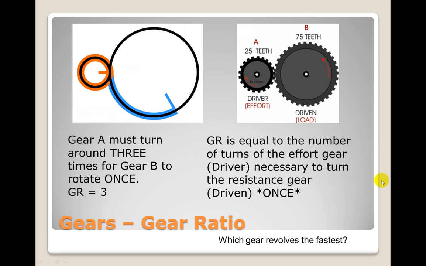The gear ratio is equal to the number of turns of the effort gear, the driver, necessary to turn the resistance gear, or the driven, 1 time. So which gear revolves the fastest? If gear A has to turn 3 times when gear B only turns once, then gear A would have to be moving faster.